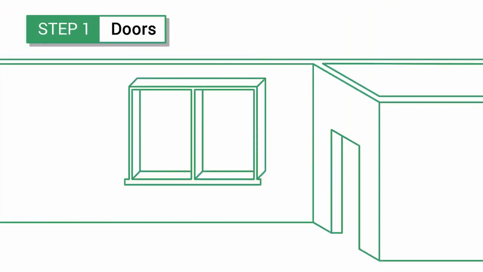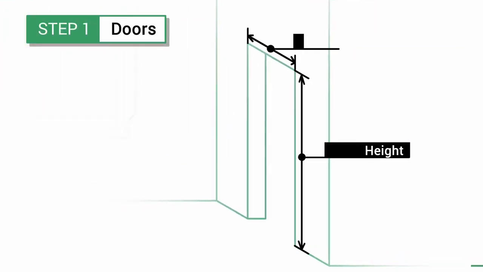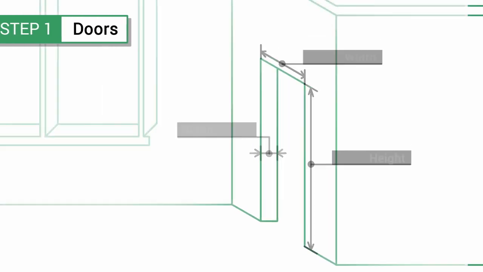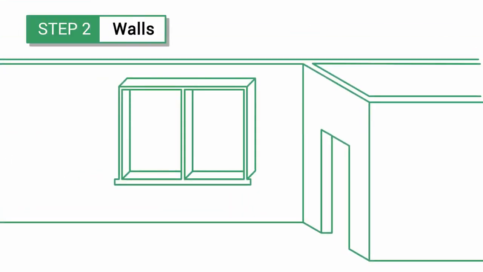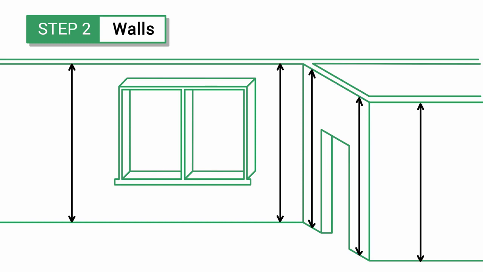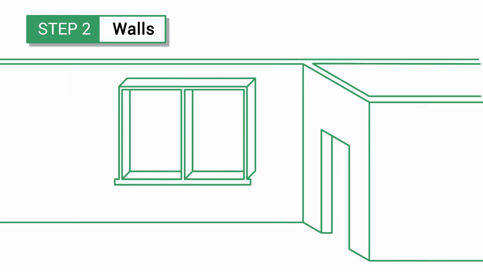Step 1. Doors. Measure the height, width, and depth of the door. Step 2. Walls. Measure every door ledge to calculate the needed materials. Measure the distance from the floor to the ceiling next to each door. It may vary from one corner to another.